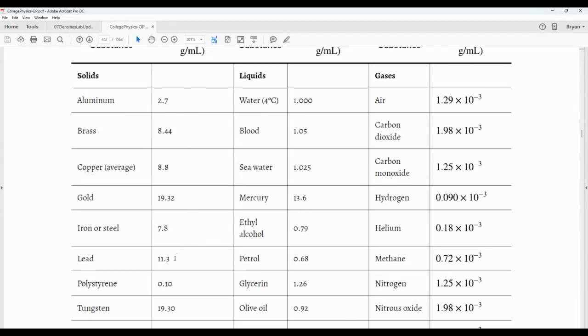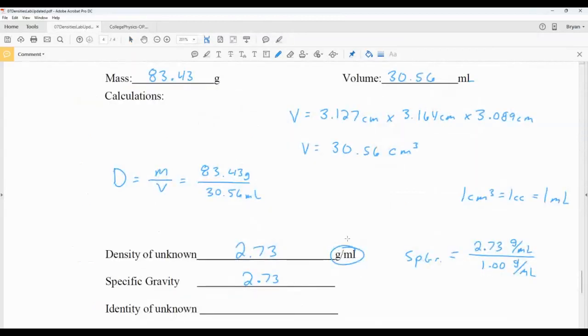I do have lead blocks, so that's between 11 and 13, depending on where you look up the value. And again, that's very much higher than what we found. So 2.7 is by far the closest value, and that would be aluminum. And there we go.